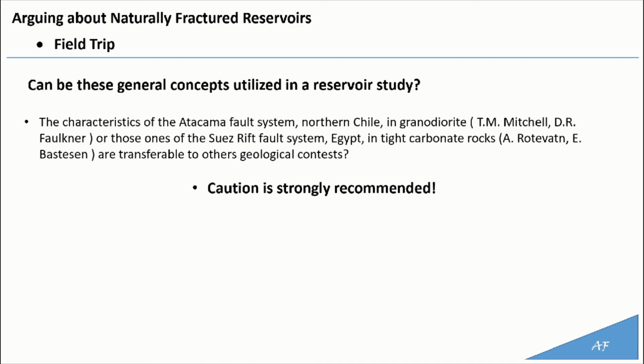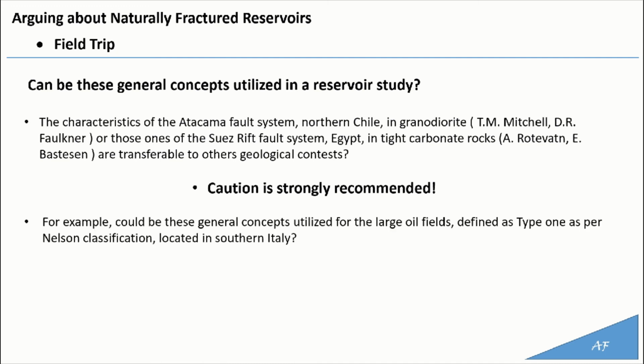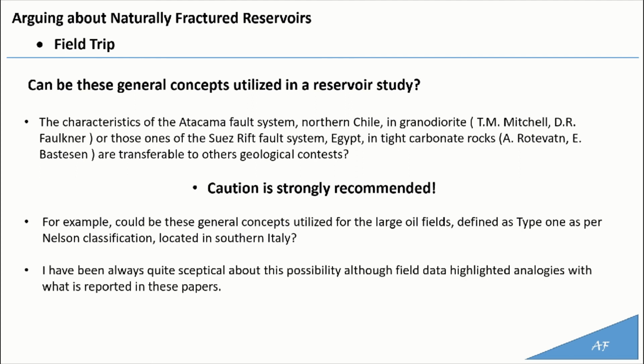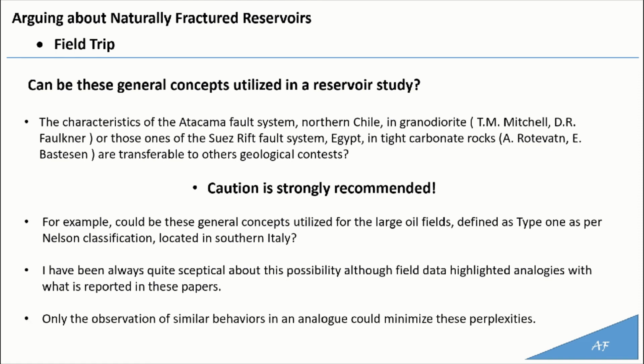Caution is strongly recommended. For example, in the past I wondered if this general concept could be utilized for the fields located in southern Italy, defined as type 1 as per Nelson classification. I've always been quite skeptical about this possibility, although field data highlighted analogies with what is reported in these papers. My view was that only the observation of similar behaviors in an analog could minimize this perplexity.